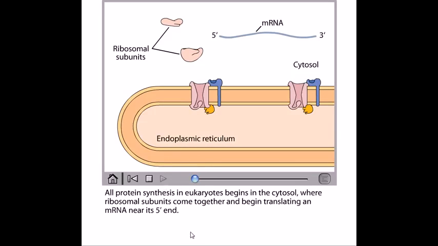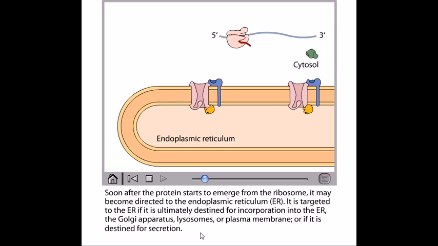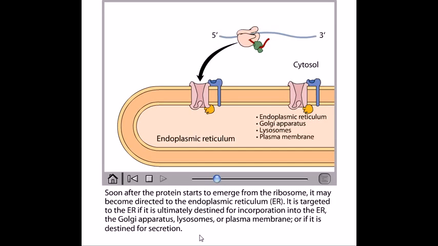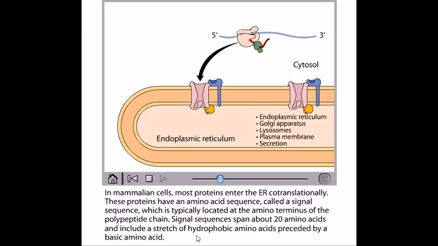Now, all protein synthesis in eukaryotes begins in the cytosol, where the ribosomal subunits come together and begin translating an mRNA near its 5' end. Soon after the protein starts to emerge from the ribosome, it may become directed to the endoplasmic reticulum, the ER. It is targeted to the ER if it is ultimately designated for incorporation into the ER, Golgi apparatus, lysosome, or plasma membrane, or if it is designated for the secretion pathway. Okay, so as we can see in this picture, everything is clear.